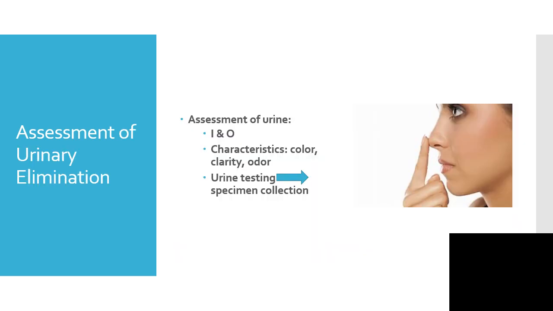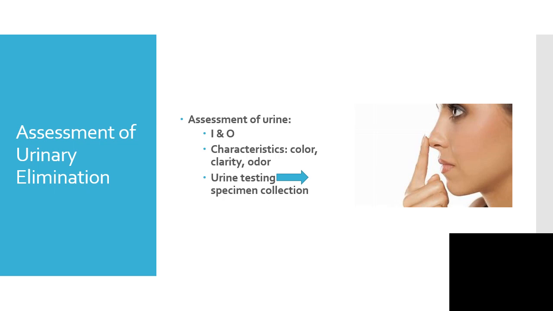There are several ways that we do an assessment of urinary elimination. We need to assess the urine, of course. How much is the patient voiding? This is important to get I and O's, or input and output. We're looking to see that they're outputting at least 30 mLs an hour. If not, there could be an issue. What are the characteristics of the urine? The color, the clarity, the odor. This is why I have this picture of this nose here.